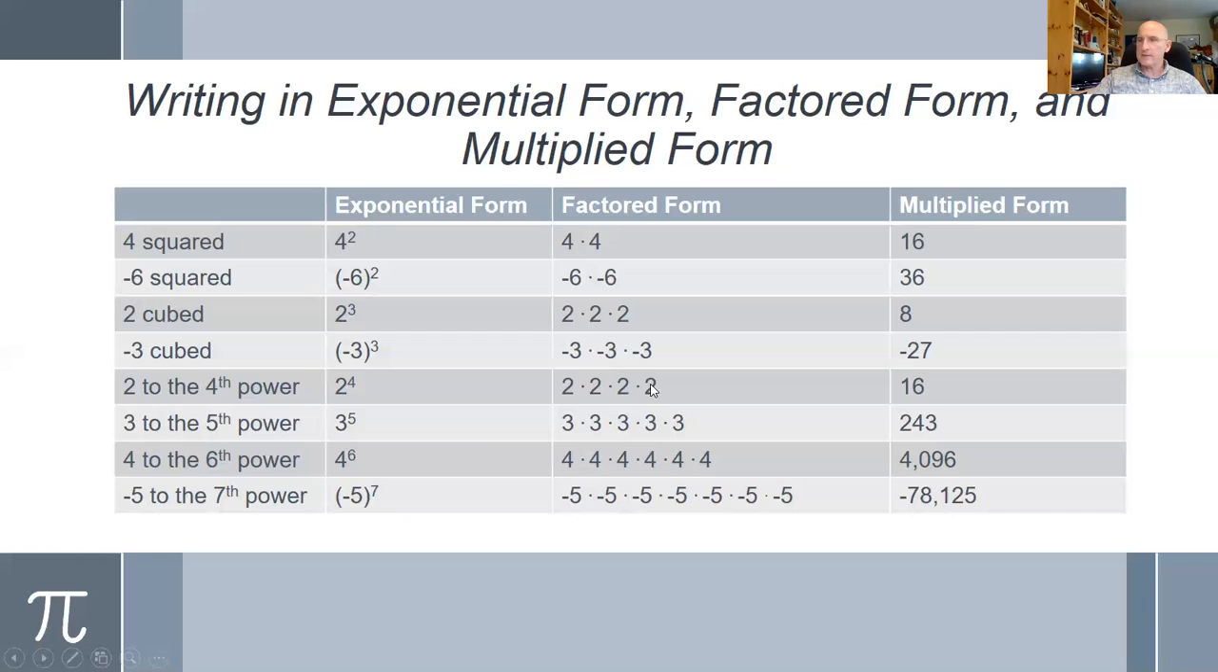And then 3 to the fifth power, you can see that as well. And then 4 to the sixth, look how quickly it grows to 4,096. And then minus 5 to the seventh. One of the things you'll notice here, if you have a negative number, like minus 3 cubed and minus 5 to the seventh, if it's raised to an odd power like the third, when it multiplies out, you're going to have a negative result.